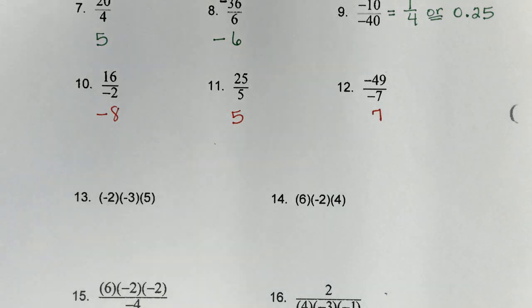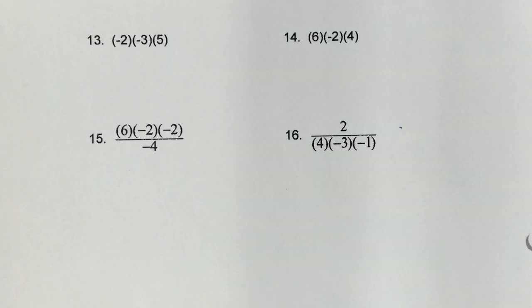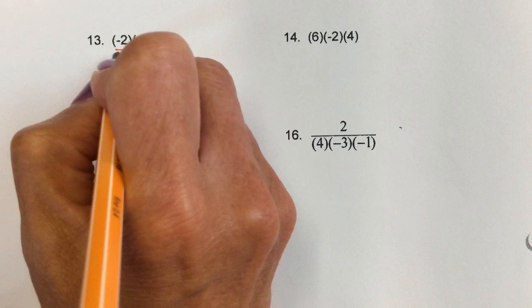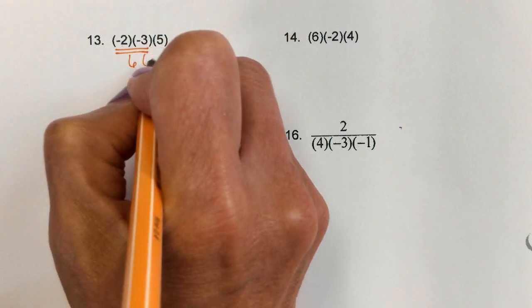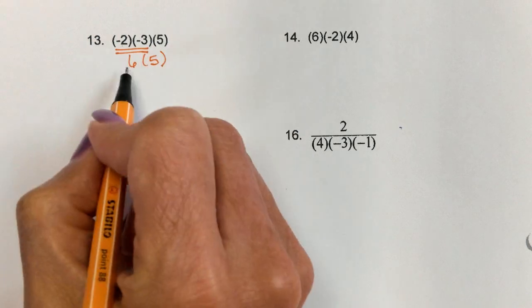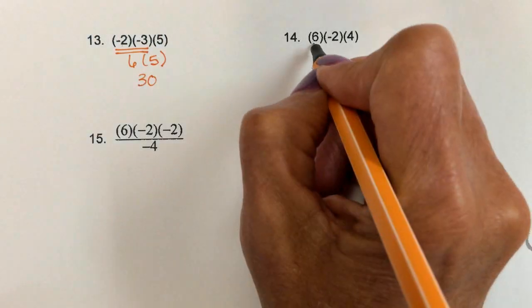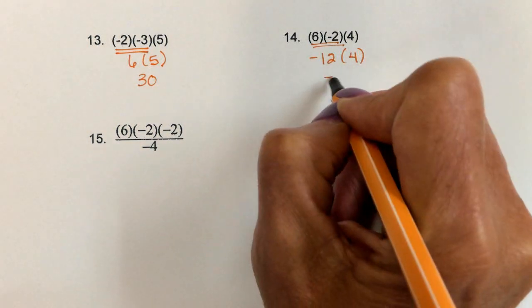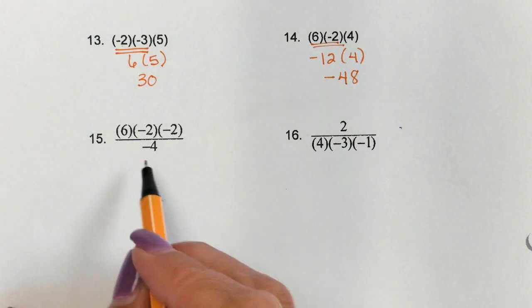So on the bottom, we've got multiple pieces going on here. So we want to make sure that we take 2 numbers at a time. And again, you can use Desmos and do all 3 at one time. That's up to you. Negative 2 times negative 3 is positive 6. I'm going to bring down that 5. 6 times 5 is 30. 6 times negative 2 is negative 12. Times 4, negative 48. On the top here, and then we've got division.